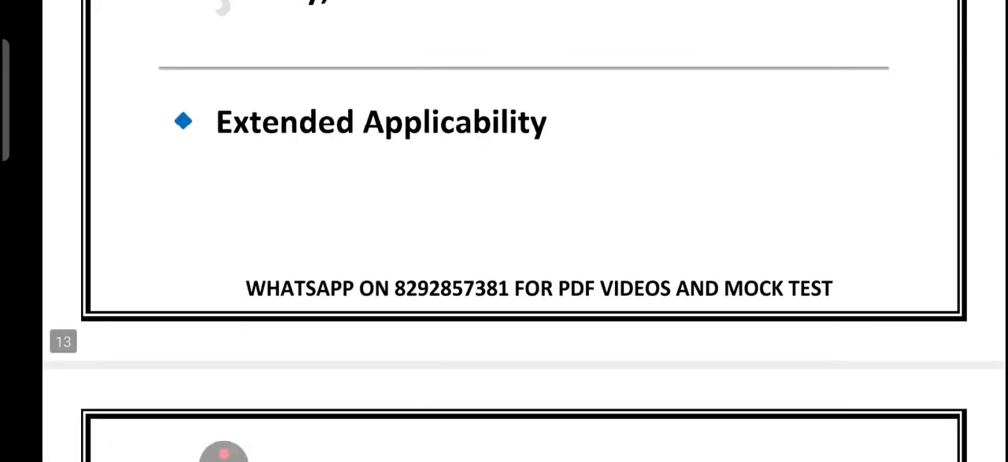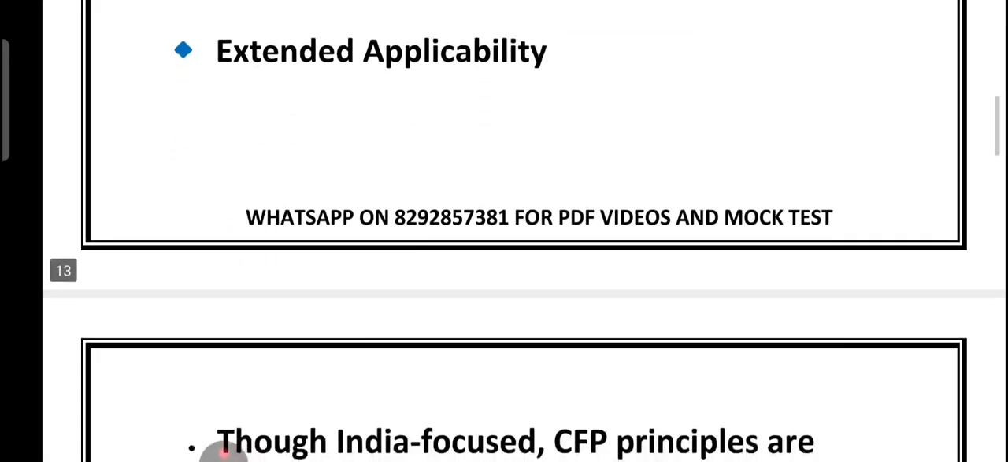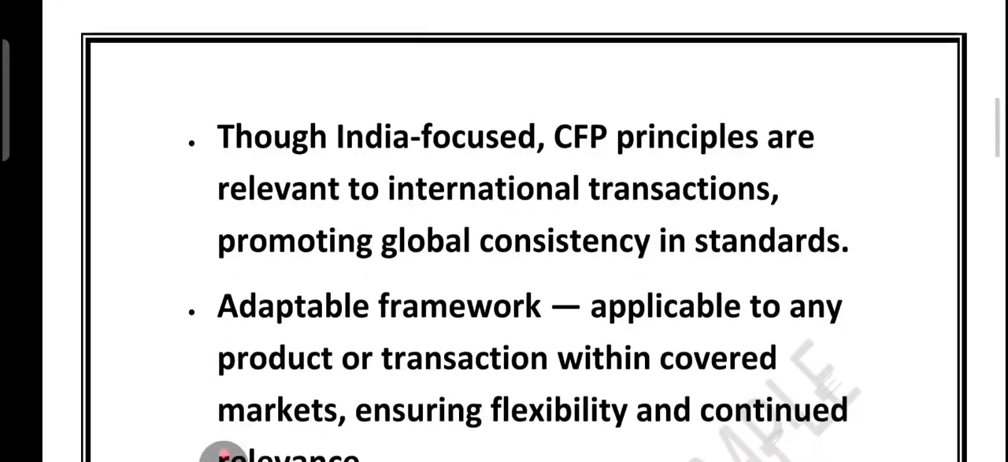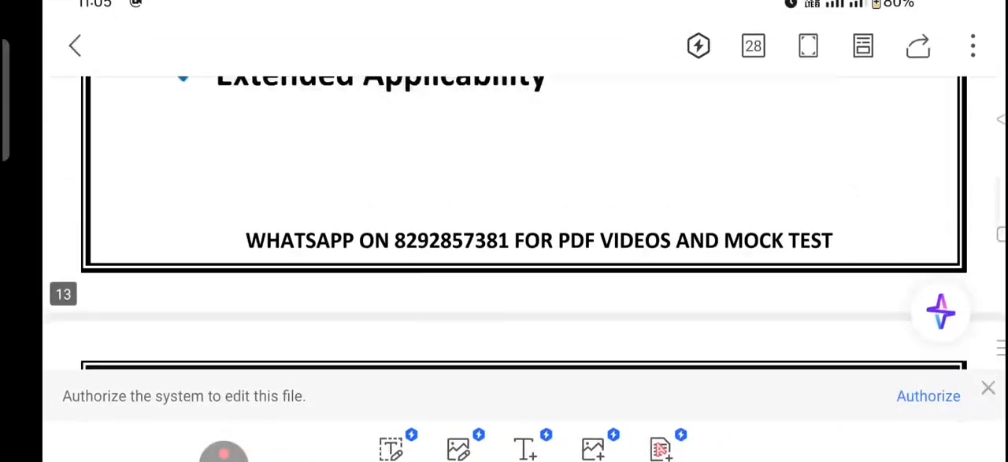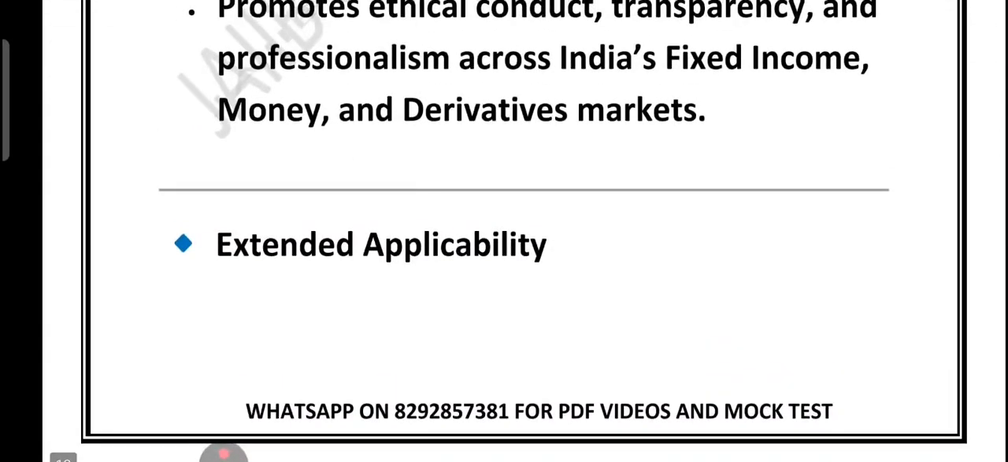The code mainly covers the fixed income, money as well as the derivative markets, areas where trust, transparency and professionalism matter the most.